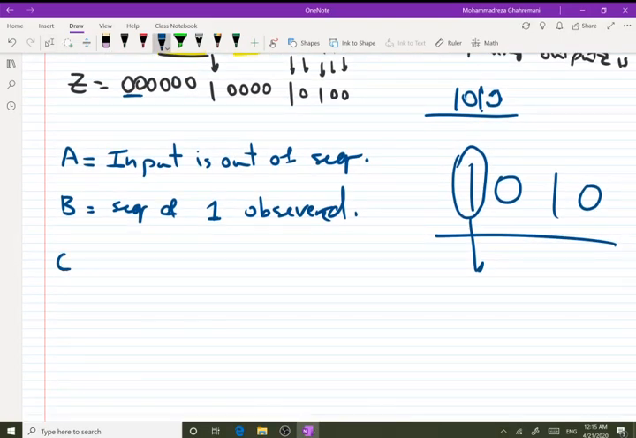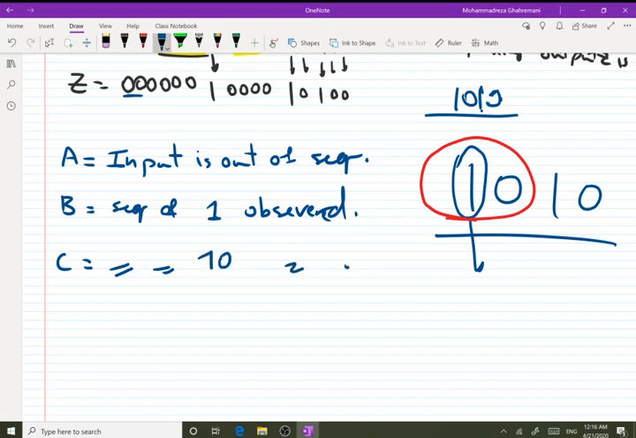So what is state C? I'm sure that you can tell me what state C is. State C is a state where a sequence of 1 0 is observed. Do we need one more step? Of course. What is state D? Sequence of 1 0 1 is observed.